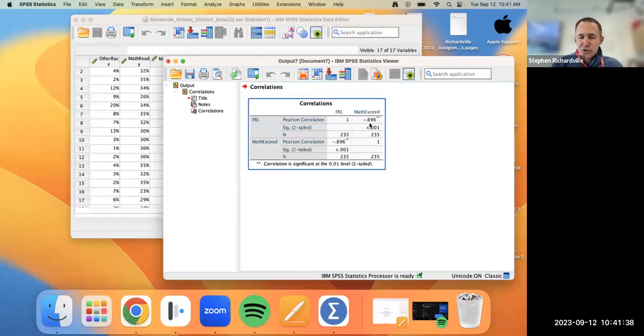So it is a very significant difference, and it is a strong negative correlation. Whereas again, 0 would be no correlation, positive 1 would be a strong positive correlation, and negative 1 would be an extremely strong negative correlation, in fact, the strongest. So a negative 0.696 means a negative correlation and a fairly strong one. So there's your correlation test using Pearson R of the percentage of students on free and reduced lunch versus those with exceeding math scores.